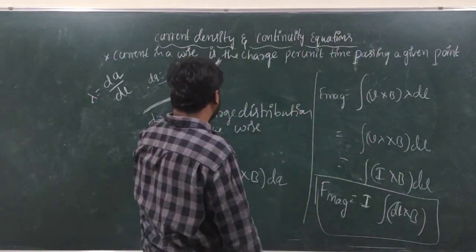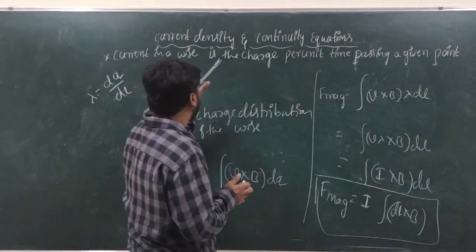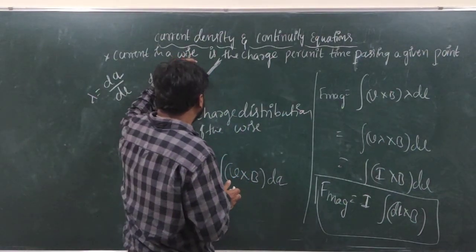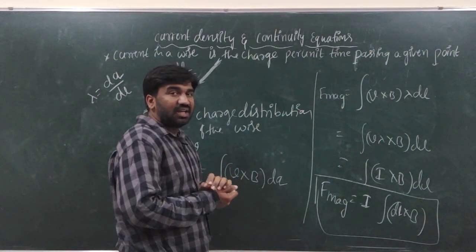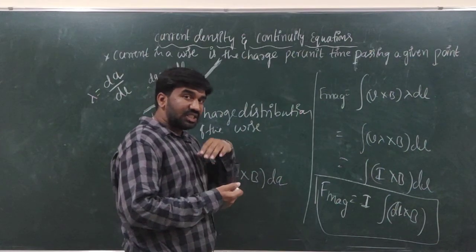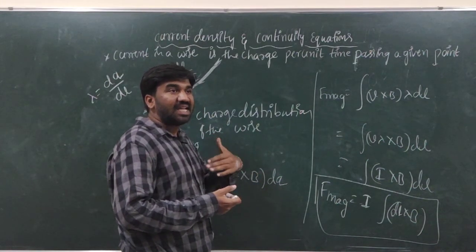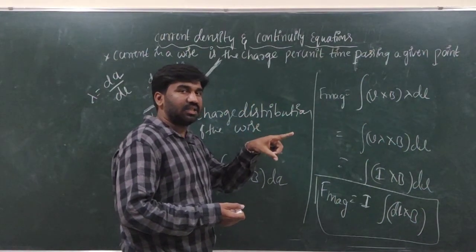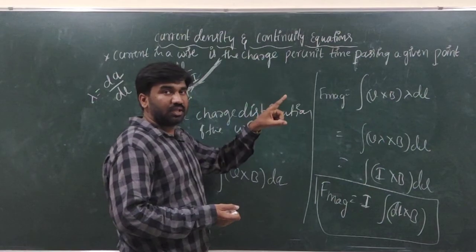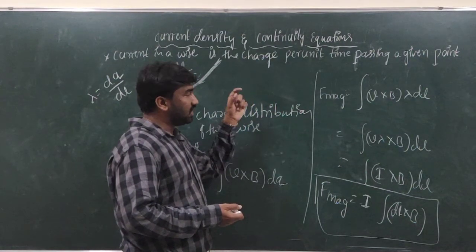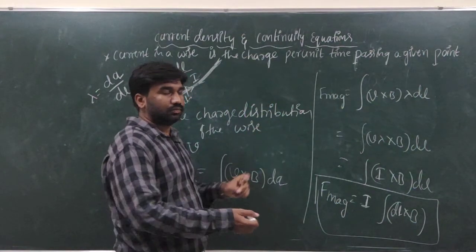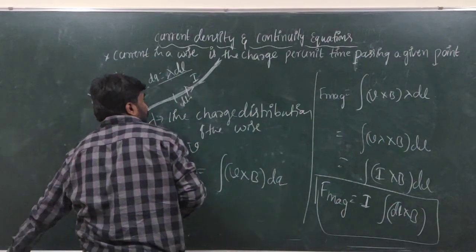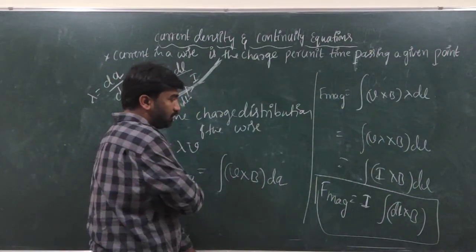Here we are discussing only steady current. In magnetostatics we are discussing only steady current, that means the current which does not change with respect to time and is not accelerating. In electrostatics the charges are at rest, but here the charges are moving, but at a constant rate. Okay, next, so this is the line charge distribution.